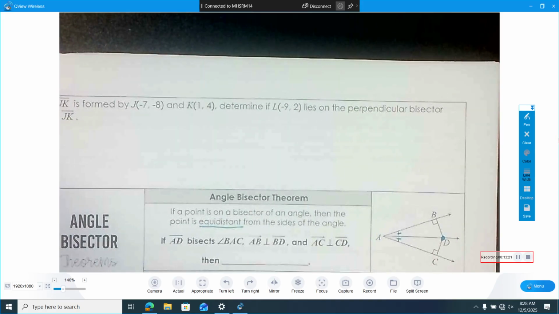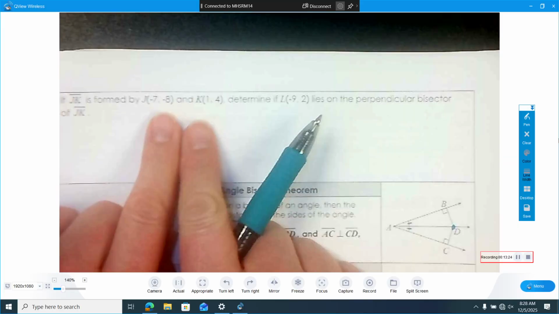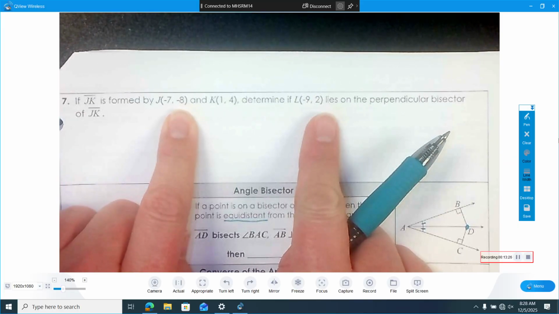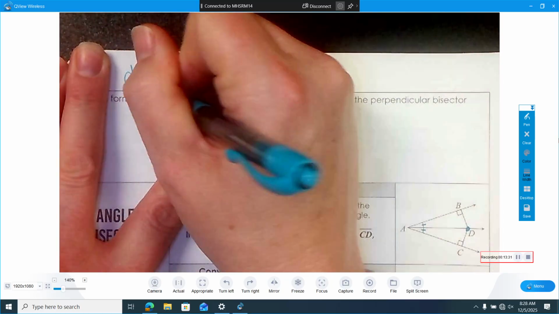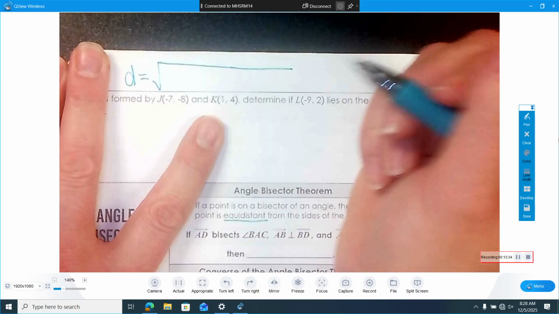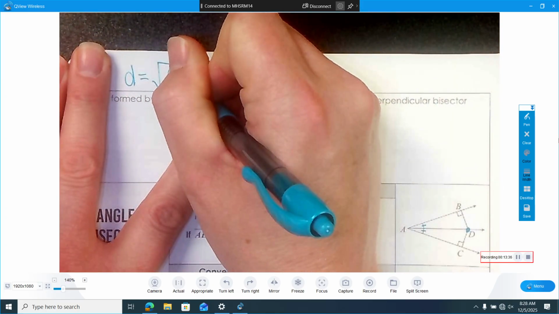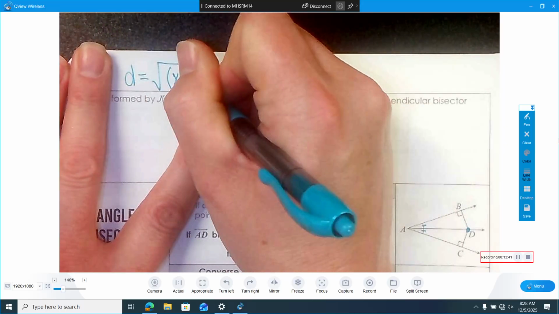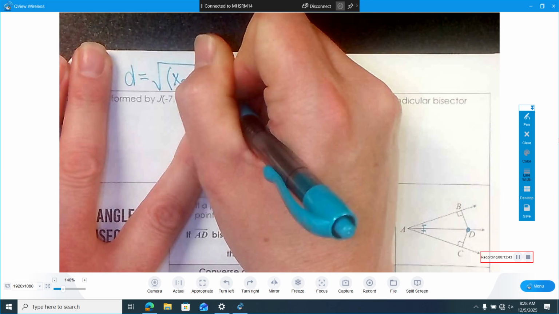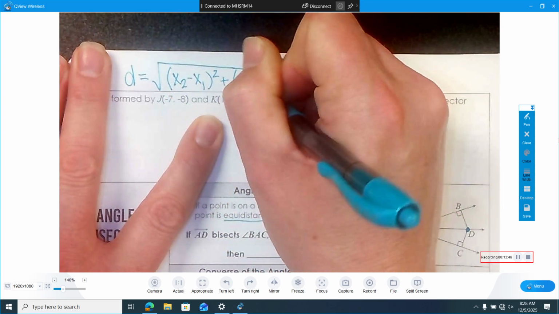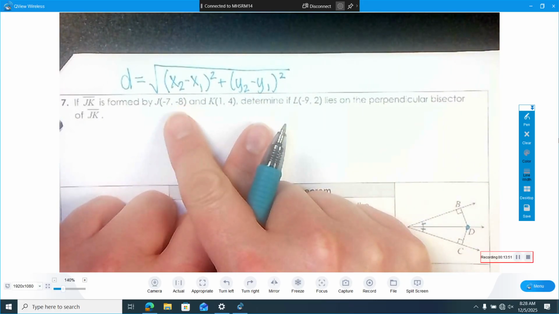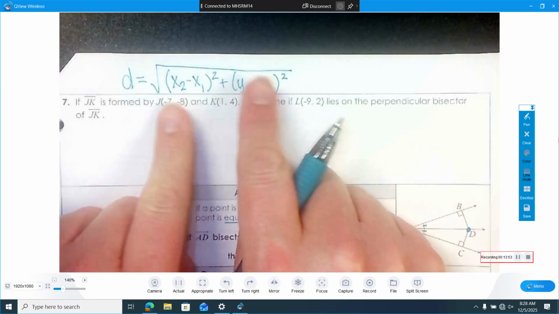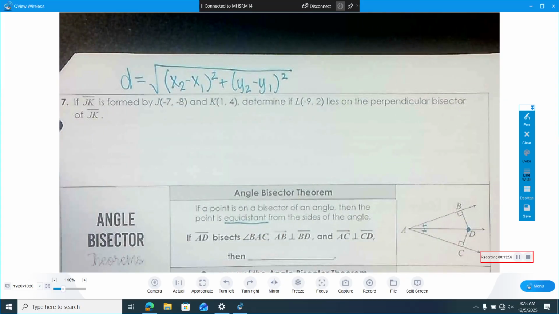Okay, number 7, where they're giving me ordered pairs, what formula do you suppose we're going to have to use? Distance formula, ladies and gentlemen. The distance formula is the square root of x2 minus x1 quantity squared plus y2 minus y1 quantity squared. Though technically, you're not wrong, Quentin. They can be in any order because we're just adding them. Okay. So there we have the distance formula.